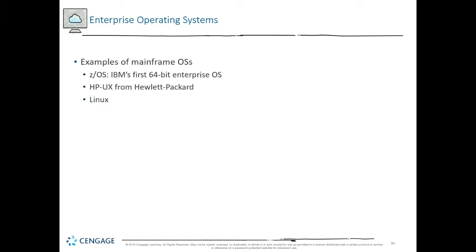Enterprise systems. Examples of mainframe OSs: z/OS, IBM's first 64-bit OS, HP-UX, a Unix from Hewlett-Packard, and Linux.